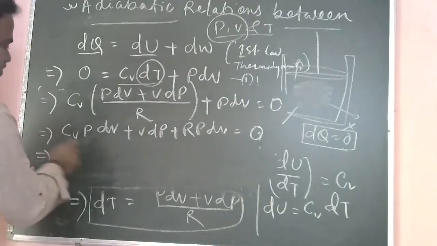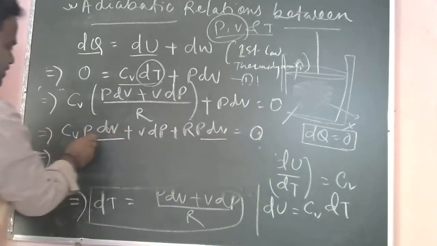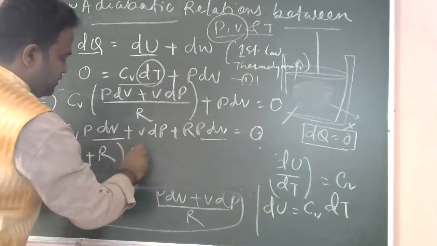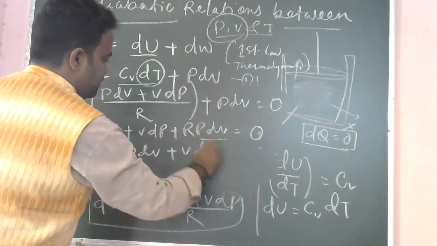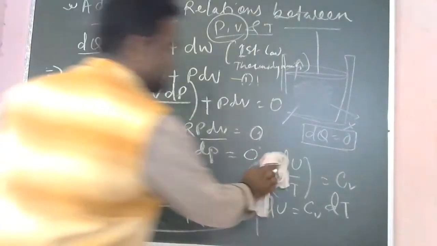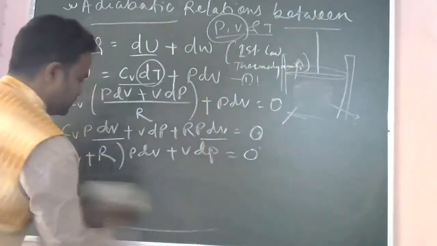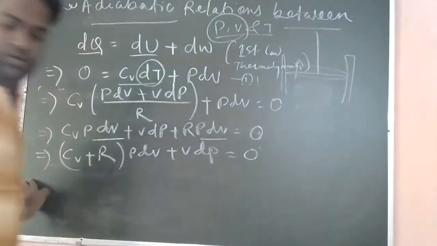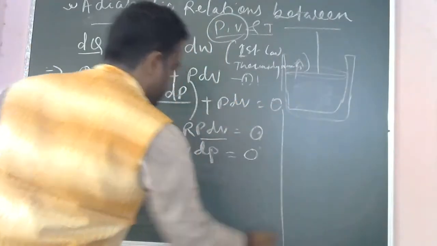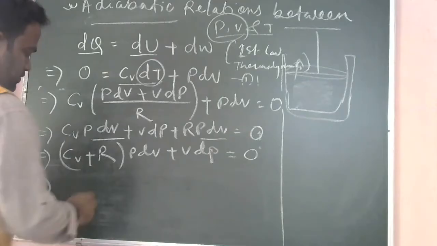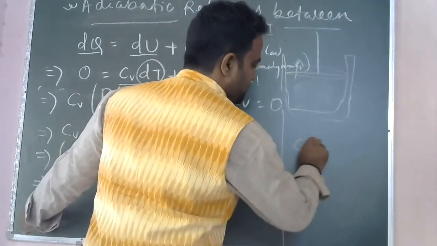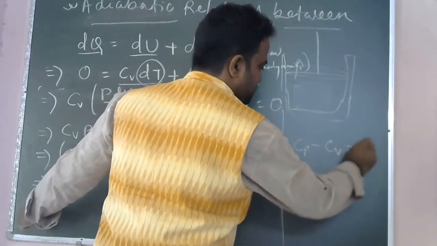Now you can see PdV is common here, so I can take common Cv, here R will be there, common PdV plus VdP is equal to 0, right? So here you can write like this, Cv plus R. What is Cv plus R? We know one relationship, if you remember, that Cp minus Cv is equal to R.